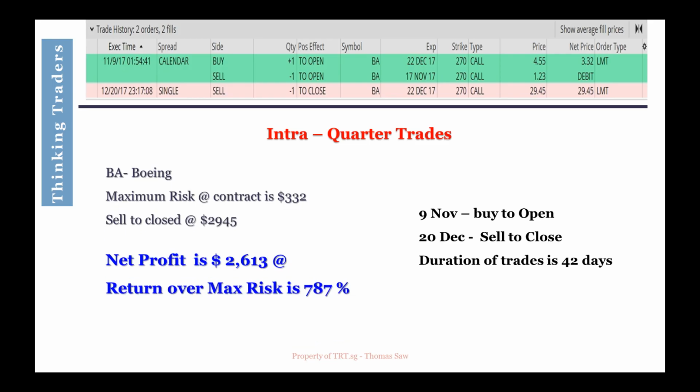Here is another trade using an option derivative. I showed trades on shares, I showed trades on futures, now I show trading options. Option trade: buy Boeing for $3.32, take profit at $29.45. Buy 328, maximum risk is $322. Maximum profit, I make $2,600 for the trade.